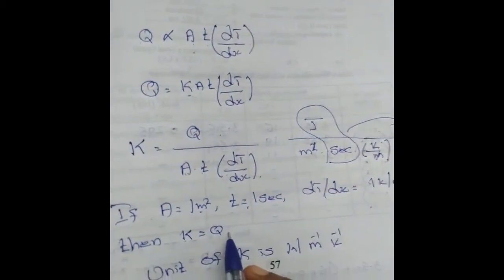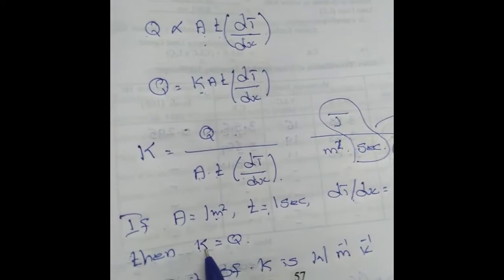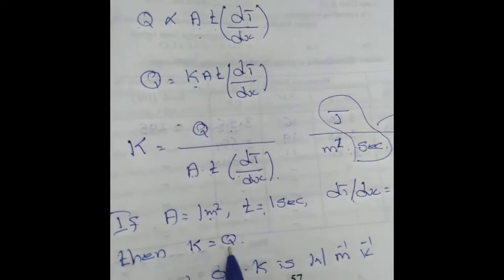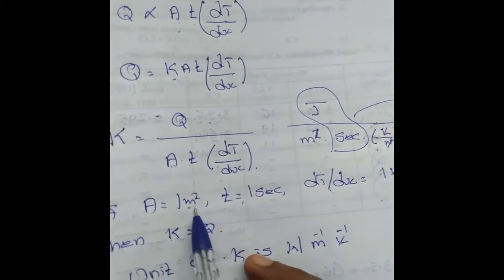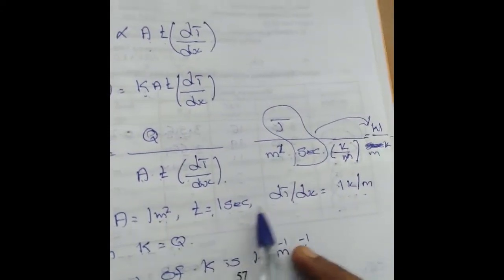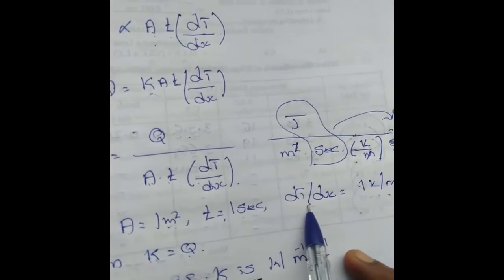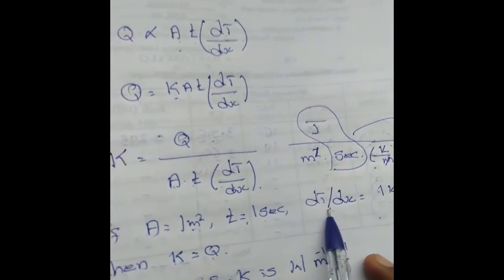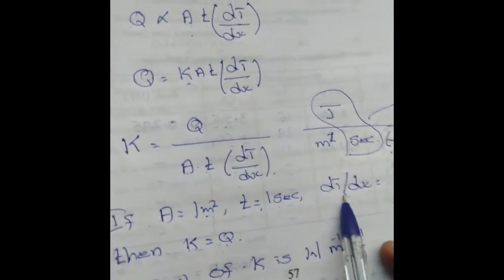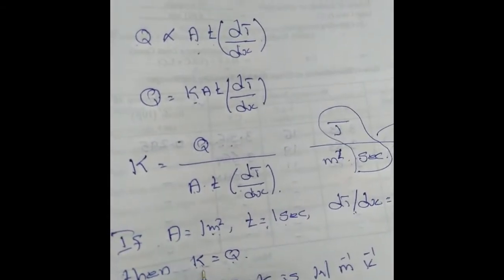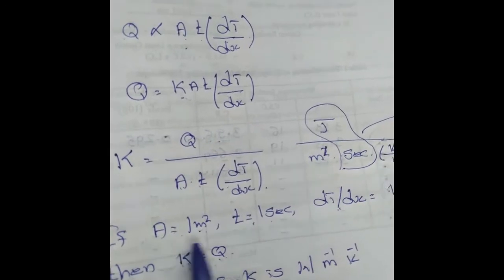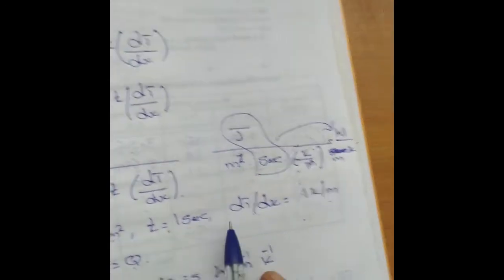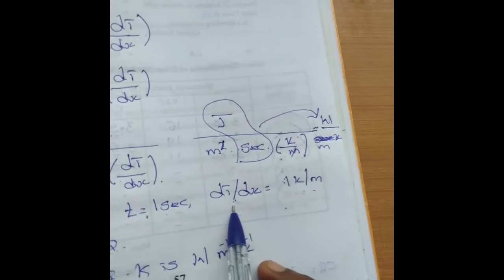Or in other words, thermal conductivity can be defined as the amount of heat flowing through a material of unit area of cross section for 1 second when it is maintained at a unit temperature gradient. Right? So that is the definition of thermal conductivity. It is the amount of heat flowing per unit area of the material per unit time when it is maintained at a unit temperature gradient.